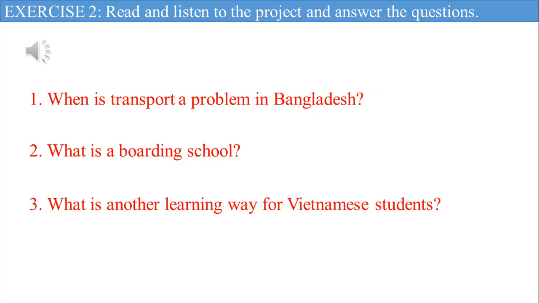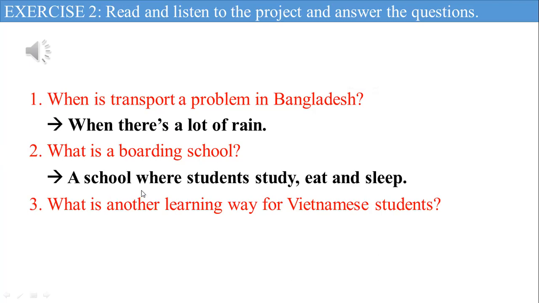Okay, I'd like to ask you these questions. Now what? When is transport a problem in Bangladesh? Yes, when there's a lot of rain. Now, what is a boarding school? Excellent. A school where students study, eat, and sleep. Okay. Number 3, what is another learning way for Vietnamese students? Yeah, digital learning. Okay. Copy down the answer, please.